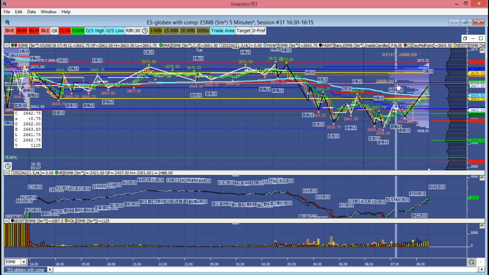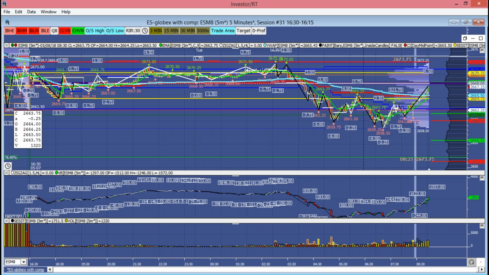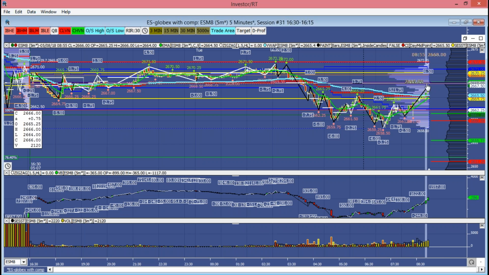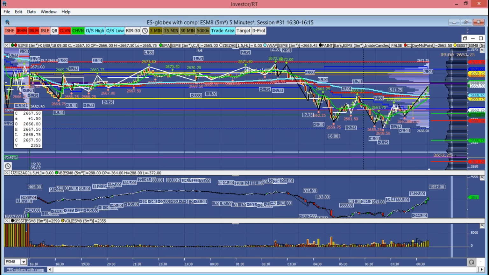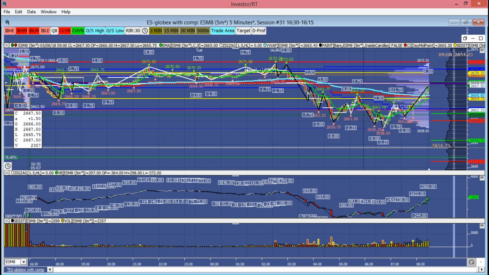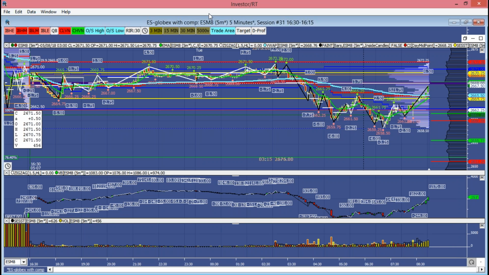Whether or not we hold the 69 is going to be a key to me on whether or not we see a continuation up towards that 84, or we see a breakdown and we come back down towards that 57 first, and possibly 46.75, and even that 37.